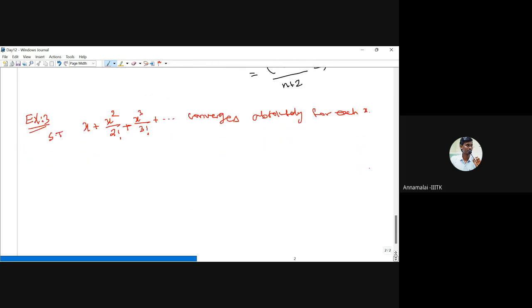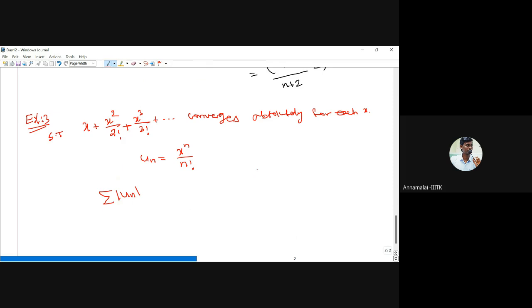Then what we have to prove? So, what is the nth term? Un is x power n by n factorial. Since we have to show that this is absolutely convergent, now what is the modulus of un plus 1 by un? We don't know whether these un are positive or negative because we don't know the values of x. x may be positive or negative, so better we take the modulus. We have to check whether this series converges or not.